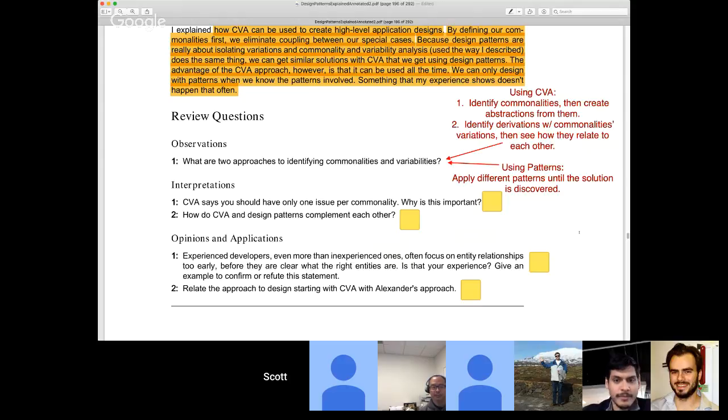So it seems to me that's just him saying SRP. That's what I read that as. Really, one issue per commonality, i.e. single responsibility. It's called an issue, but once you have multiple issues, quote unquote, then you have a hard time tracking the purpose of the class, which makes you wonder whether the abstraction's right. Yep.